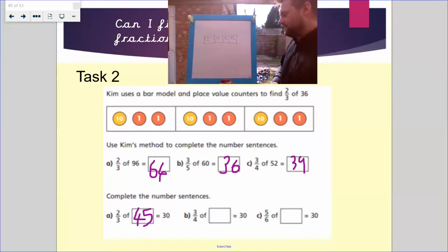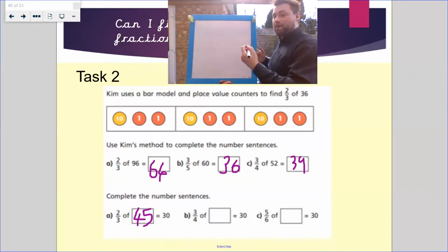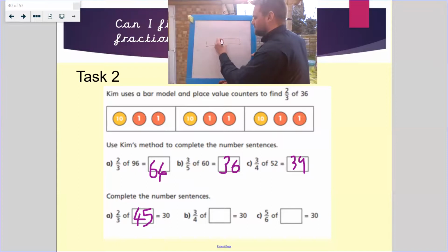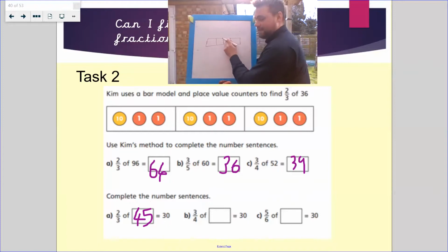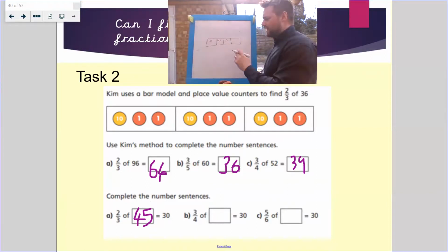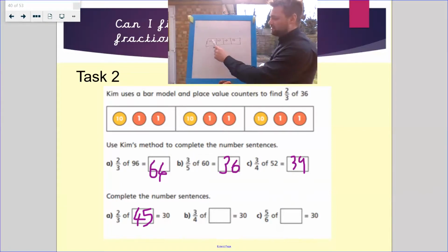Now, 3/4 of something is also equal to 30. You can also use a bar model to show you this. We know that up to here we've got 30. So we could do 10, 10, and 10. If we put a 10 here, would that work? 3/4 of 40 is equal to 30. Yeah, it would do, wouldn't it? So we've got 10 in each one.